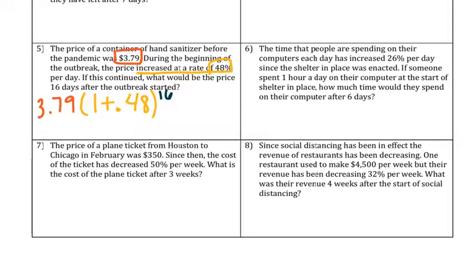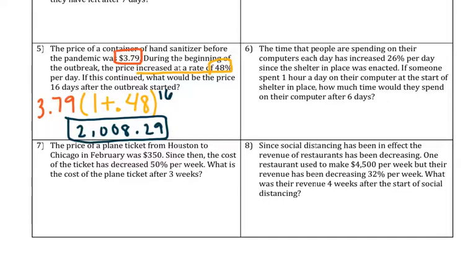So it was $3.79, parentheses 1 plus 0.48, raised to the 16. Whew! This hand sanitizer is now worth $2,008.29. It's money, so I can have a decimal there. So it started at $3.79, but that price is increasing because we're in high demand. So after 16 days, my hand sanitizer is really, really expensive. Okay, try that exact same idea for number 6.